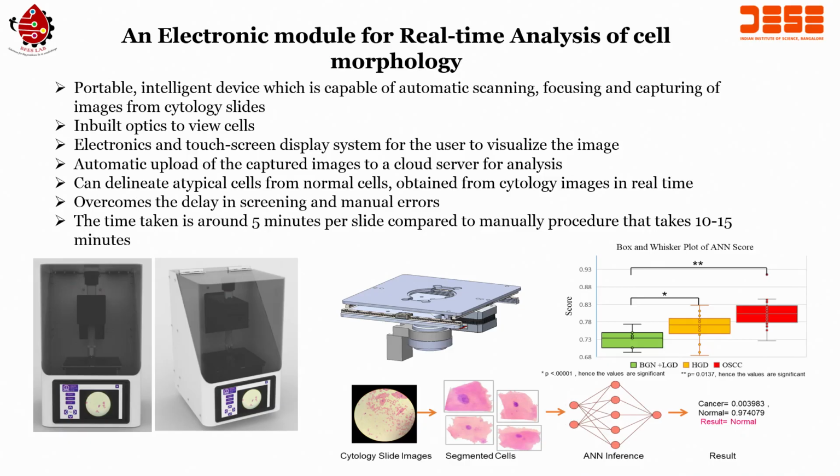Alright. If you go further and see how this can be used, you can see here that if you are given cytology slides, it can segment the cells and run them through the ANN interface, and we can get whether the cell is normal or cancer, and which cells are cancerous and which are not. You can clearly see that benign plus low grade is different from high grade and different from the OSCC. We can clearly delineate the cell type as well, which can be seen from the box and whiskers plot of the ANN score.